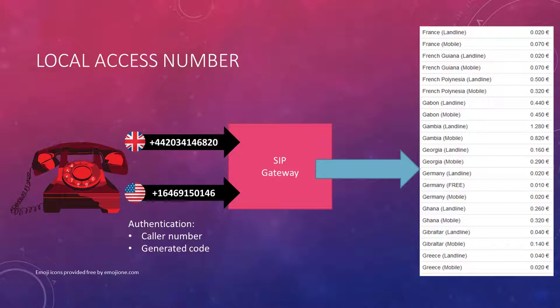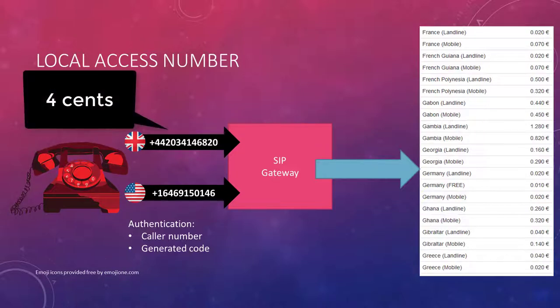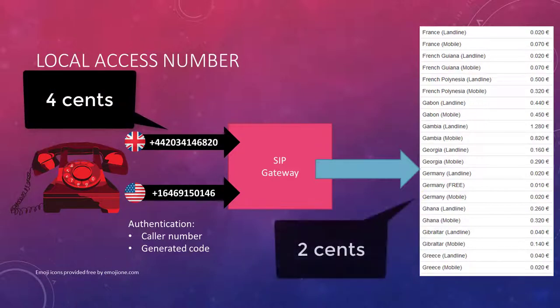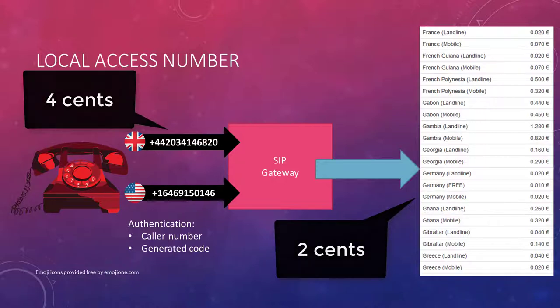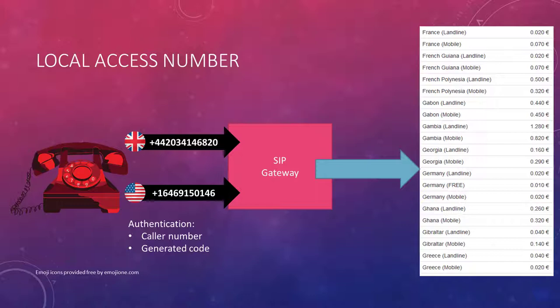Let's assume that the minute to the landline number is 4 cents and you call to the German mobile network. For this call, you have to pay 6 cents in total per minute. You can authenticate yourself with a code or via your caller number and enter the number which you like to call. This number is charged with the cheap rates from Premiumize.